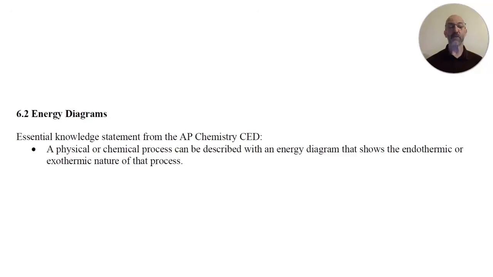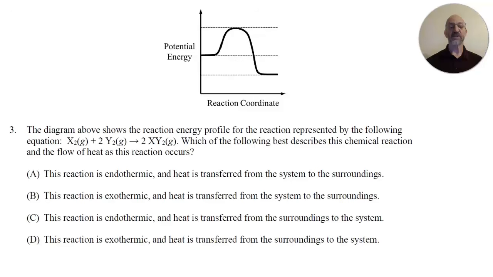Now, let's move on to the review for topic 6.2, energy diagrams. Here is a very brief essential knowledge statement from the AP Chemistry course and exam description. A physical or chemical process can be described with an energy diagram that shows the endothermic or exothermic nature of that process. Now let's move on to the practice for topic 6.2. This is question 3.